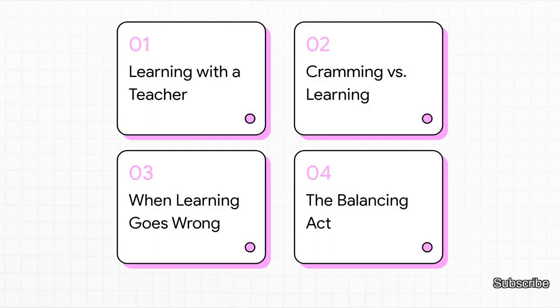All right, here's our game plan. First, we'll look at the main teaching styles for machines. Then we'll see how they actually study the material. We're also going to cover what happens when that whole learning process goes completely off the rails. And finally, how we find that perfect sweet spot for success.